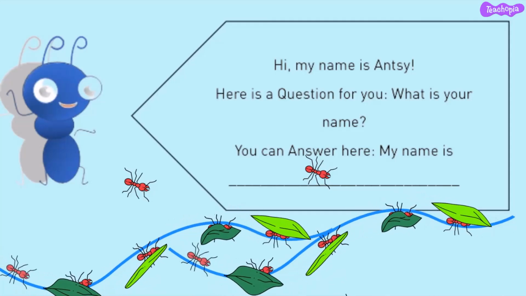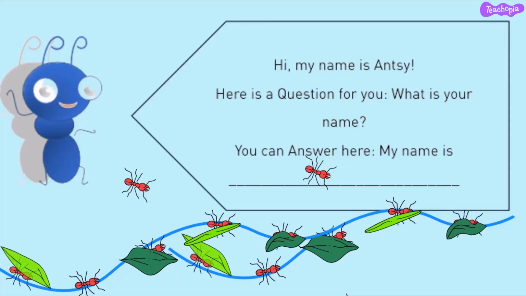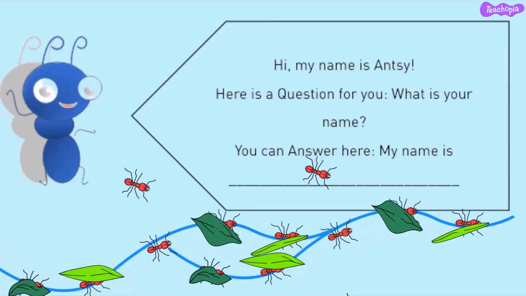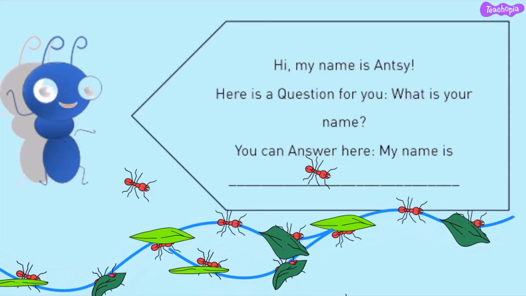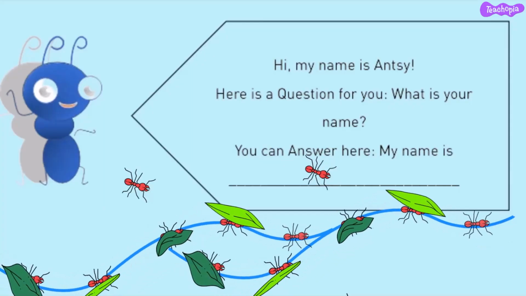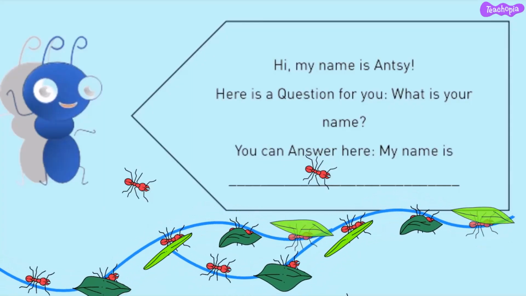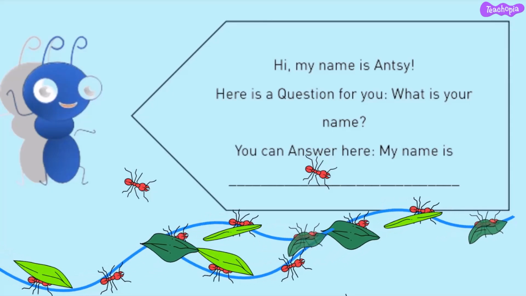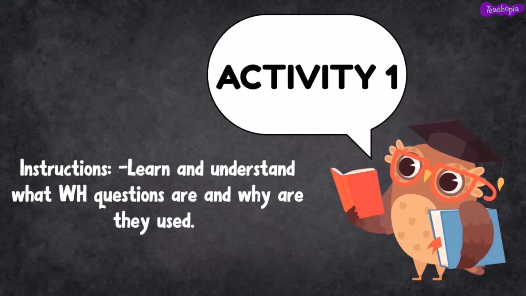In this particular PBL, we are going to meet Nancy. And Nancy has a question for you all. What is your name? So you can answer what is your name in the space given below. Activity 1 talks about learn and understand what WH questions are and why are they used.